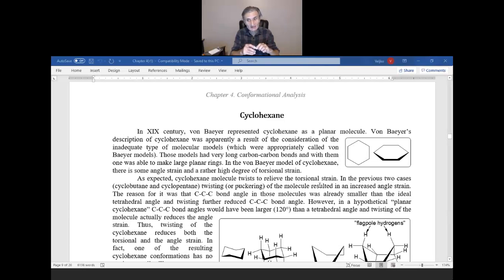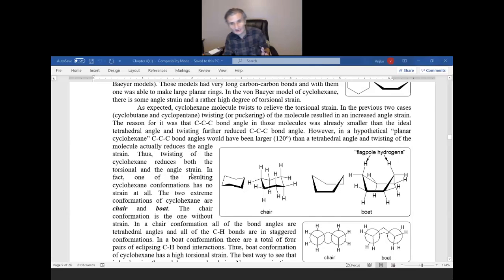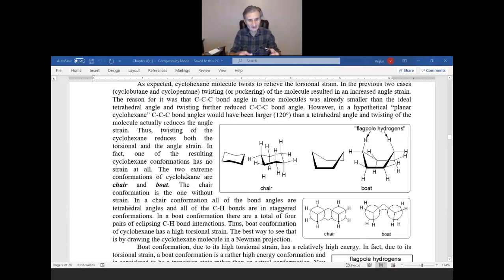So cyclohexane is not planar, and then if it's not planar, what is its conformation? Actually, one mathematician proved that. We didn't believe him for a long time because chemists don't know any math. But eventually, experimental results convinced us that there are 2 extreme conformations.